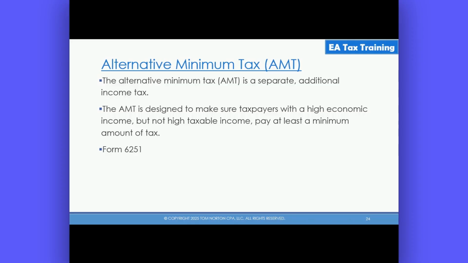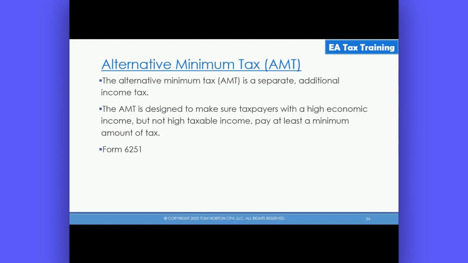So what happened was back in I believe it was the 1960s, Congress got embarrassed because it came out that there were a few, and it really was just a handful, of very wealthy taxpayers who paid very little or zero income tax. And the public was outraged. So Congress went back and they created this alternative minimum tax. They wanted to make sure that the wealthy people had to pay at least something.